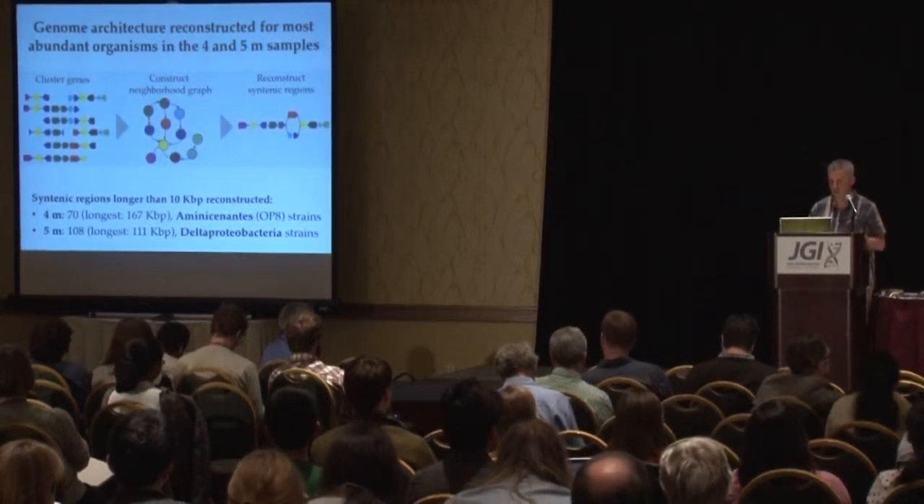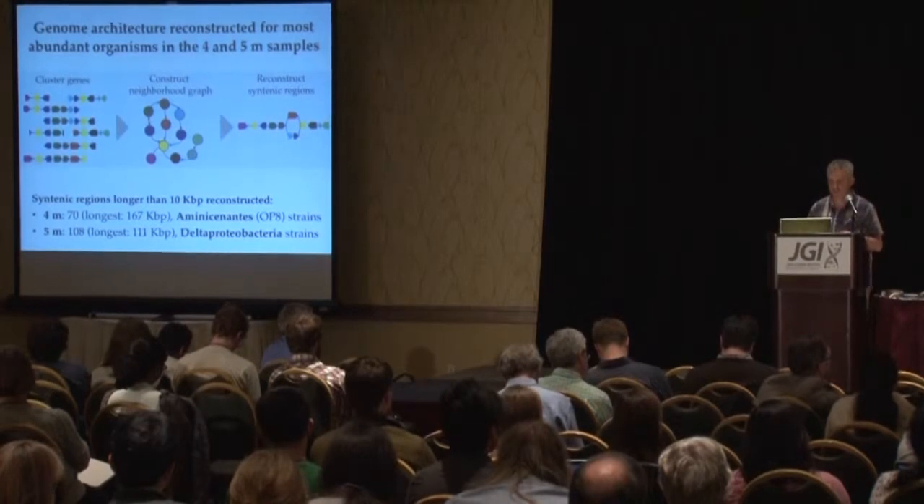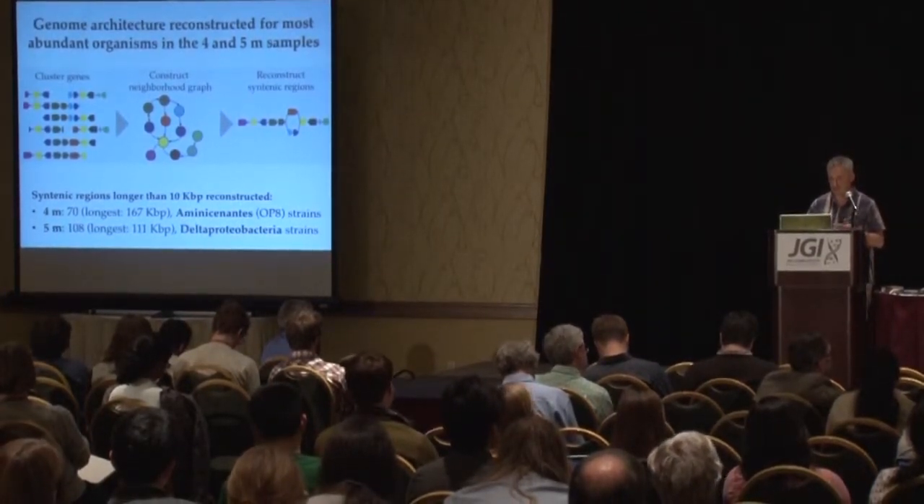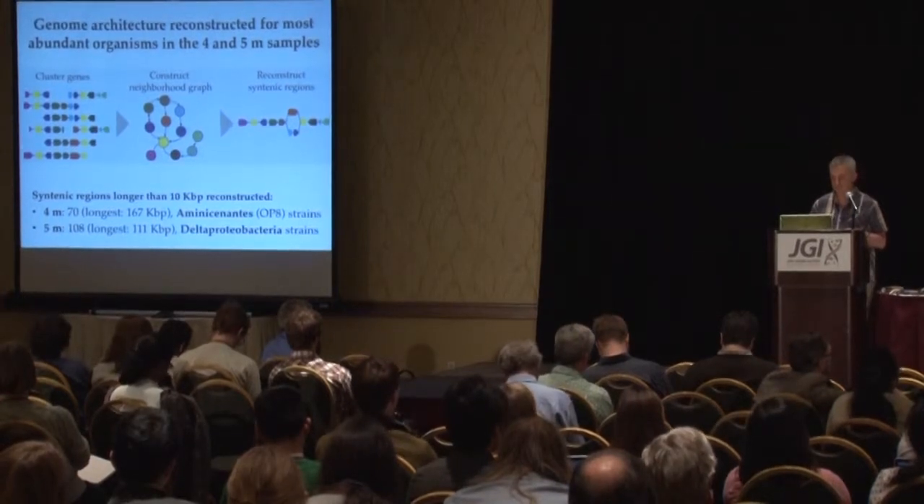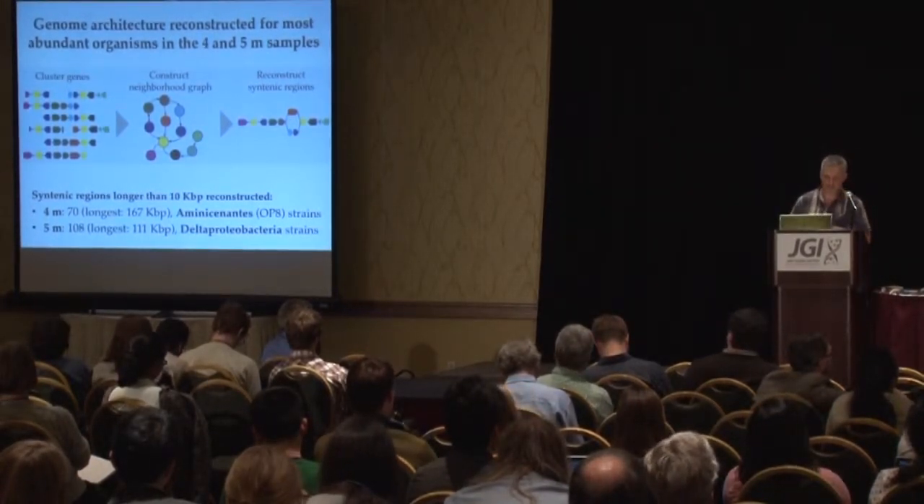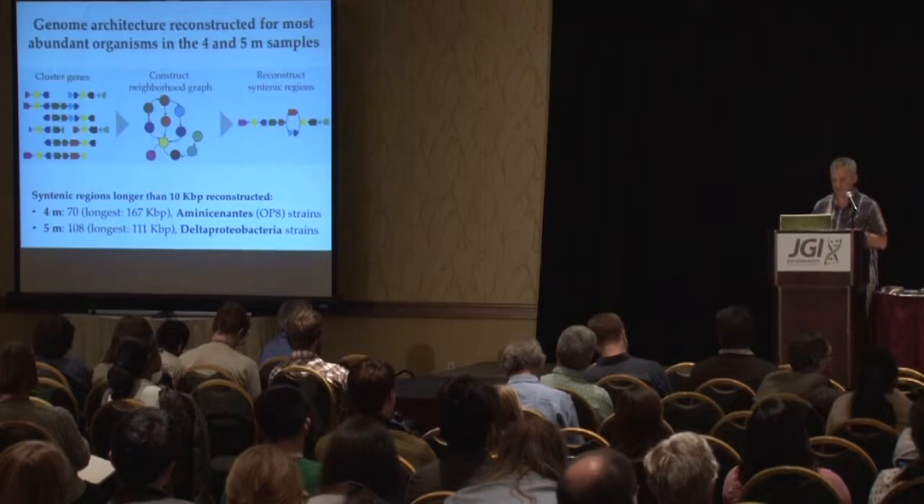So we were able to reconstruct the genome architecture for the majority of the Delta proteobacteria clade of strains from the 5-meter sample, and also for another clade of strains from the 4-meter sample. In this case, these are OP8 strains. And we were able to reconstruct regions that are more than 100 kilobase long.